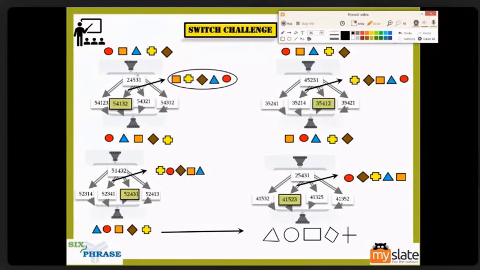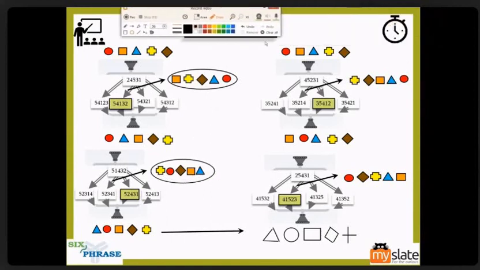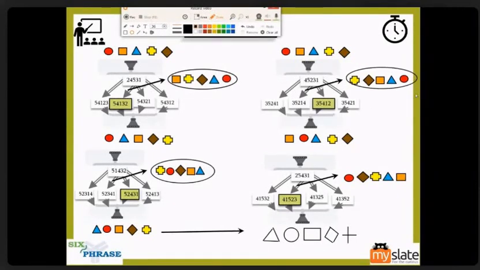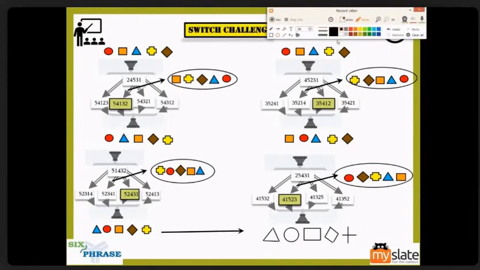Use the input and 24531. You will get this intermediary. Similarly, use this second input and 51432, you will get this intermediary. Then again use this and 45231, you will get this intermediary. Again use this input and 25431, you will get this intermediary. So I've just given it to you so that it will be easy for you.